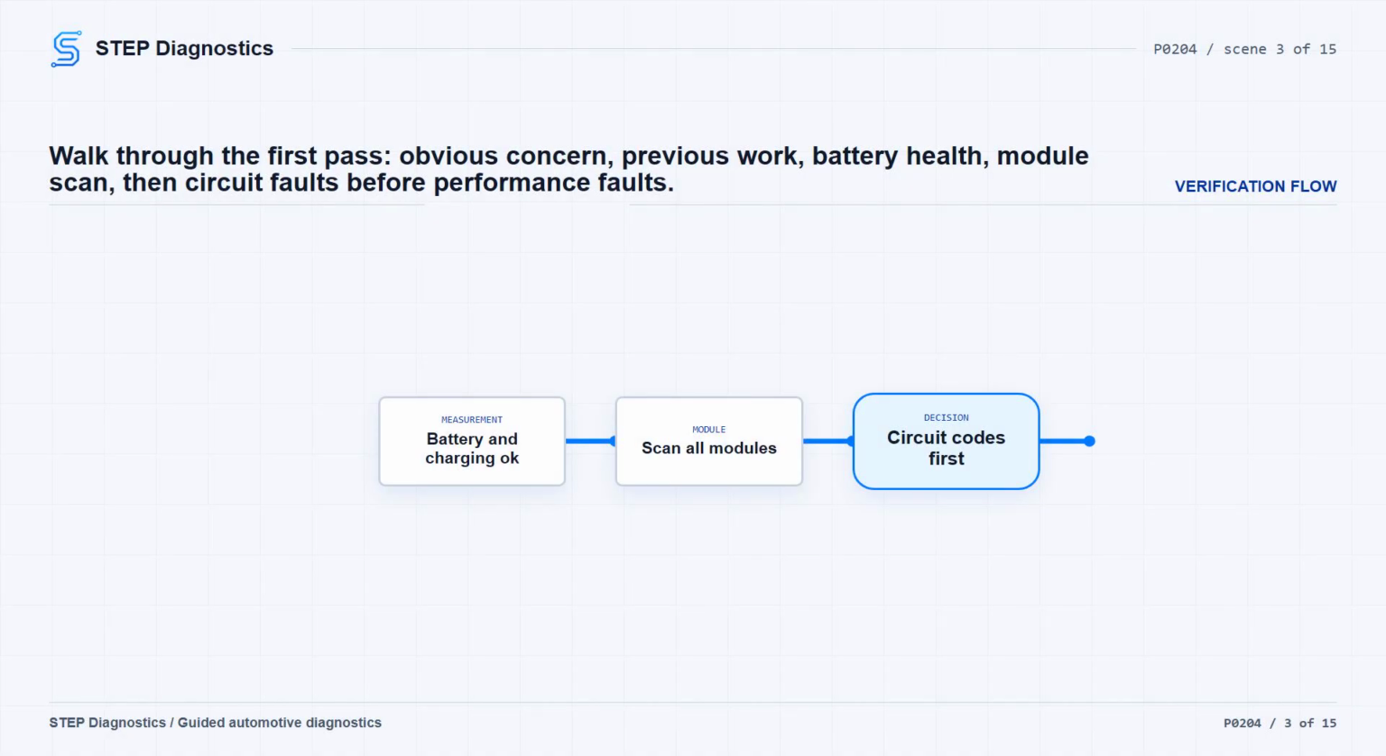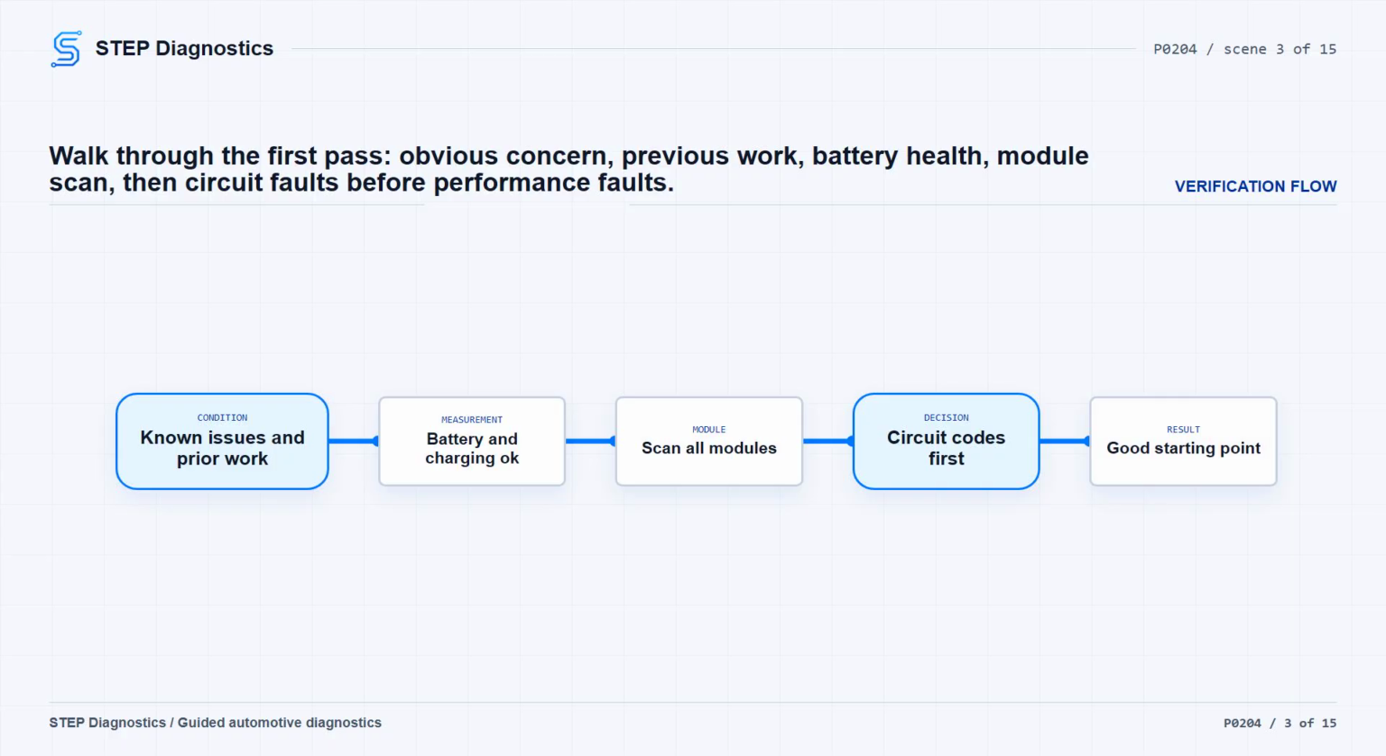Before you get deep into circuit testing, check for obvious concerns that match the customer symptom. Look for any available known issue or bulletin information, and check whether a previous repair was done incorrectly, because that can create the current problem.